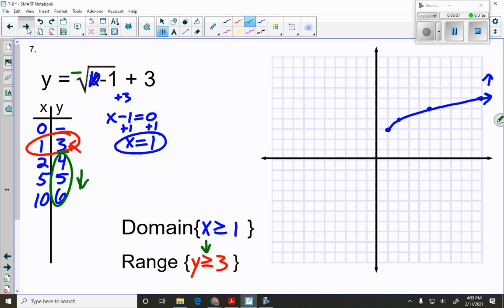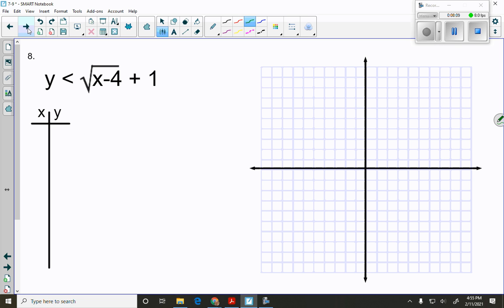So the last one I'm going to talk about, and then I'm going to let you guys go for it, is what happens if I have an inequality sign. Well, guess what? Same thing as always. You're either going to have a solid or dotted line, or you're going to shade. So looking at, just one more time, I'm going to start with inside the square root, x minus 4, what makes that equal to 0? Plus 4, just solve it, x equals 4, okay. So 4 is where I'm starting.